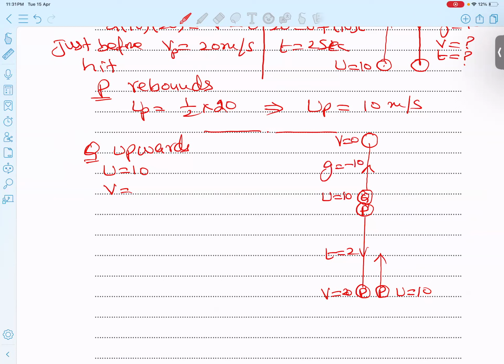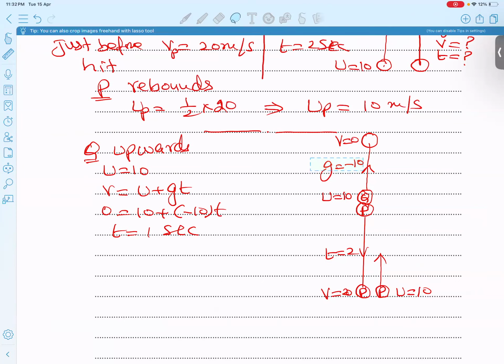We will find two things here: one is time, and one is distance. Distance is not important to find. Let's see how we can find time. So v = u + at, or gt. V is 0, u is 10, gravity going upward is negative, and t becomes 1 second. It means it will take 1 second to go up.